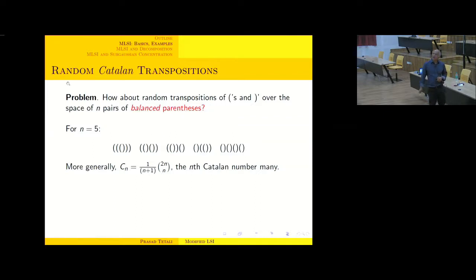There's good news and bad news. So what is the state space? The state space is what we teach in high school or undergraduate, depending on which district you belong to. Rather than n factorial permutations, look at the nth Catalan number many Catalan structures. Each one is a set of n balanced parentheses. Why n is 5 here, I have no idea. Anyway, it should have been 3, but it corresponds to the 5th Catalan number or something. So 3 left and 3 right. There are 5 ways of doing that.